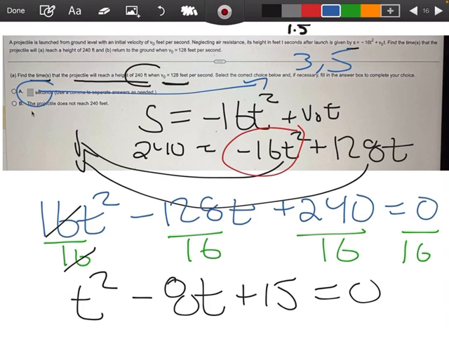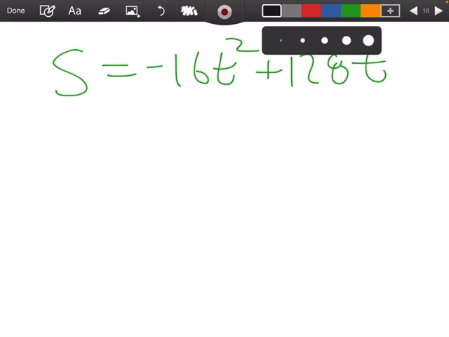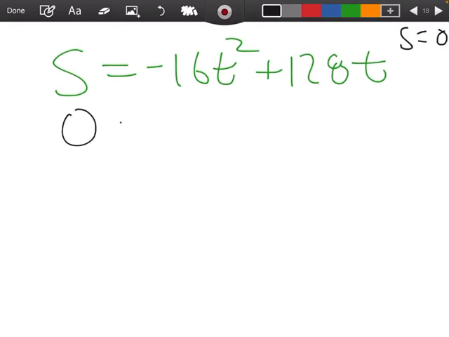Let's see, part B. There was a part B to this question. Right here it says, when is it going to return to the ground when V0 is still equal to 128? So I'm going to come back here and write out the same equation, and the V0 number they gave me was 128. We want to know when it is going to return to the ground. So when it's at ground level, that means the S number is 0.